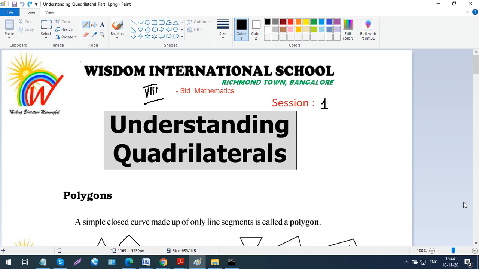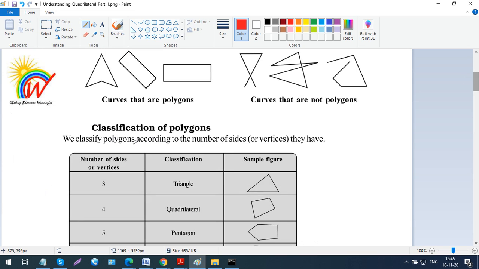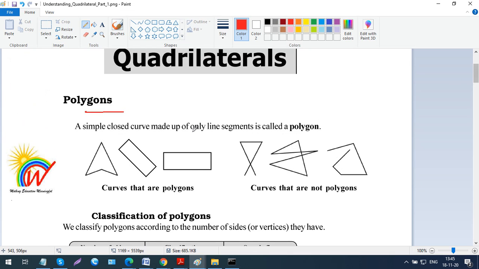So children, we are going to start a new chapter today, understanding quadrilaterals. Okay, so let's begin the chapter. So this is polygon. Have you heard about this word, polygons? First of all, let's look at the simple things over here. It says a simple closed curve made up of only line segments is called a polygon.